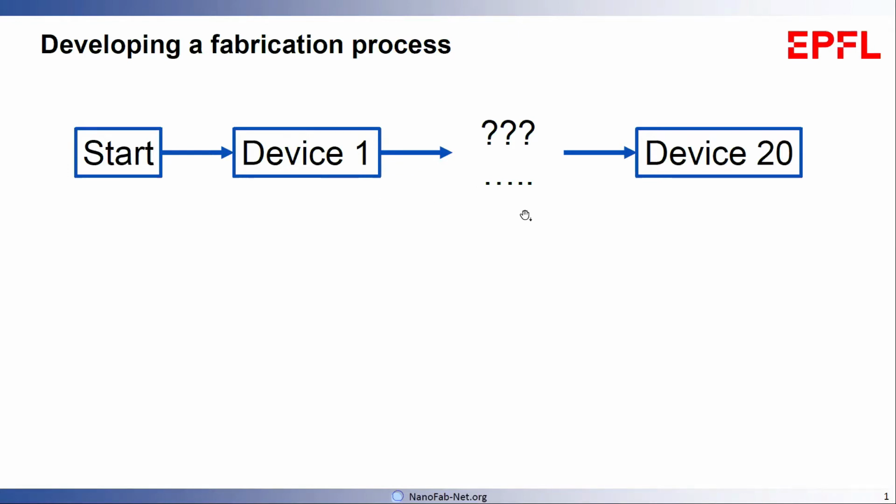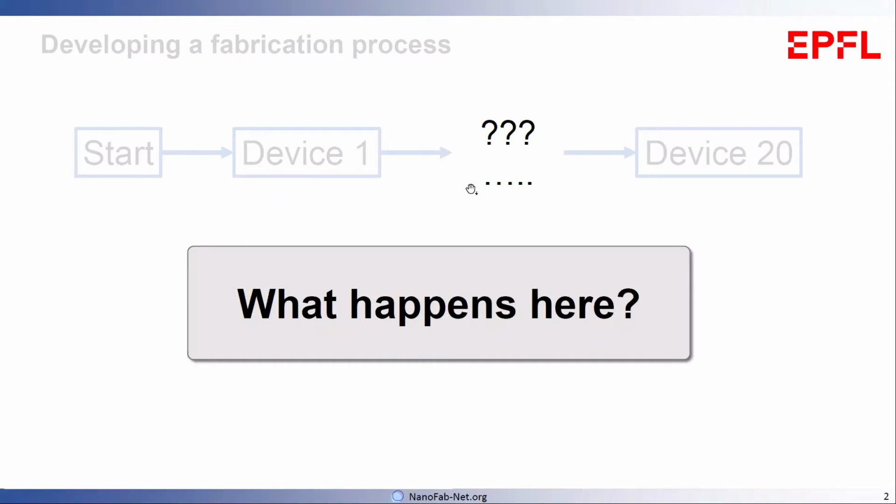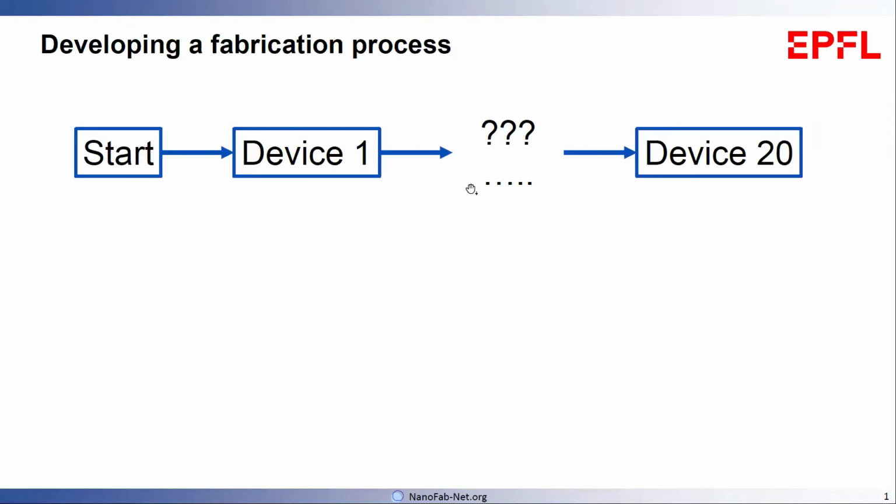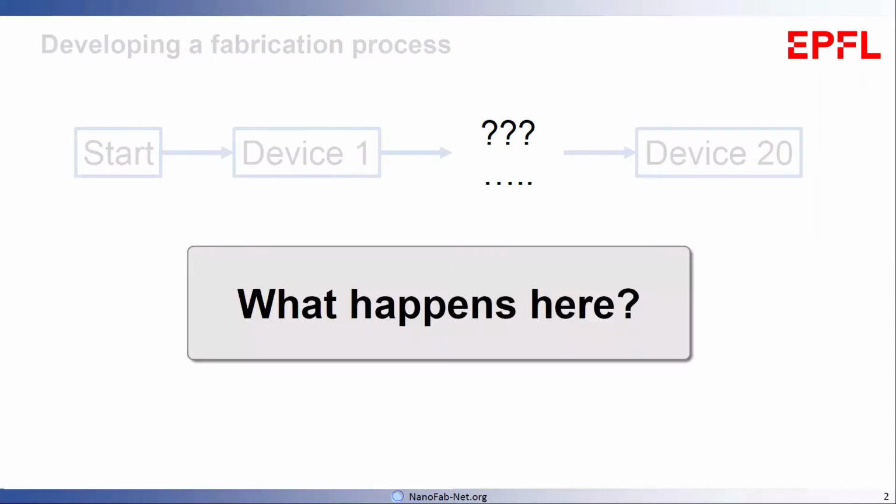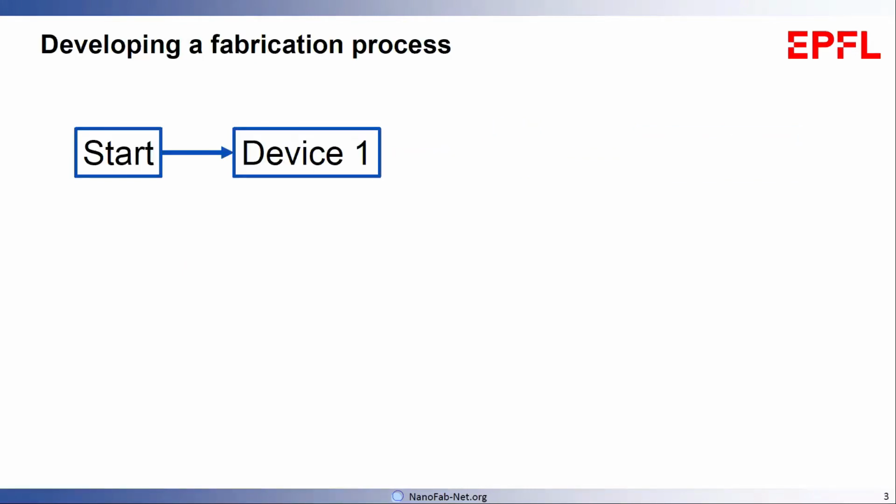And we do a lot of iterations and some things happen here. And at the end we reach a device number 20, something that gives us the performance that we wanted, something that we wish to start with. But the question is, what really happens in that part? What are we doing really? And to be more clear, let's try to open this part.